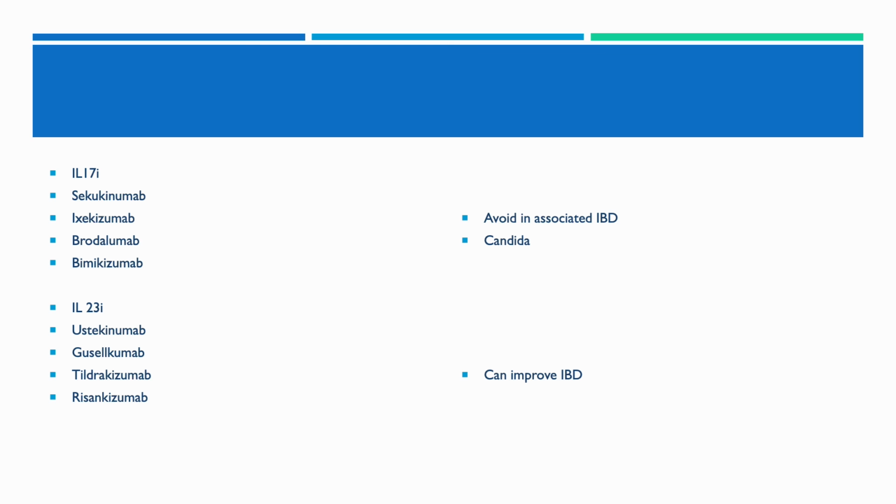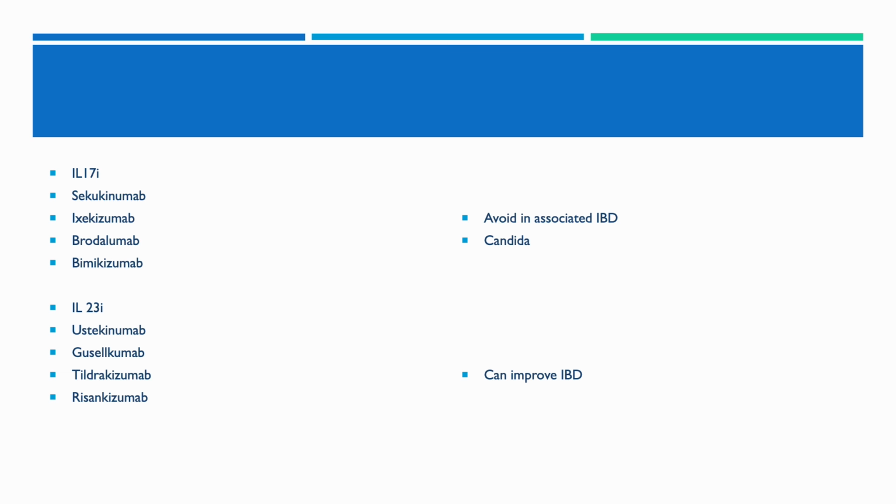Newer agents, we have agents which target interleukin-17. So these are secukinumab, ixekizumab, brodalumab, and bimekizumab. These are all very effective. Again, they can produce 80 to 90% suppression of psoriasis in 80 to 90% of people. They should be avoided in people who've got inflammatory bowel disease. In fact, very occasionally they will induce inflammatory bowel disease, and they can increase the incidence of mucocutaneous candidiasis.